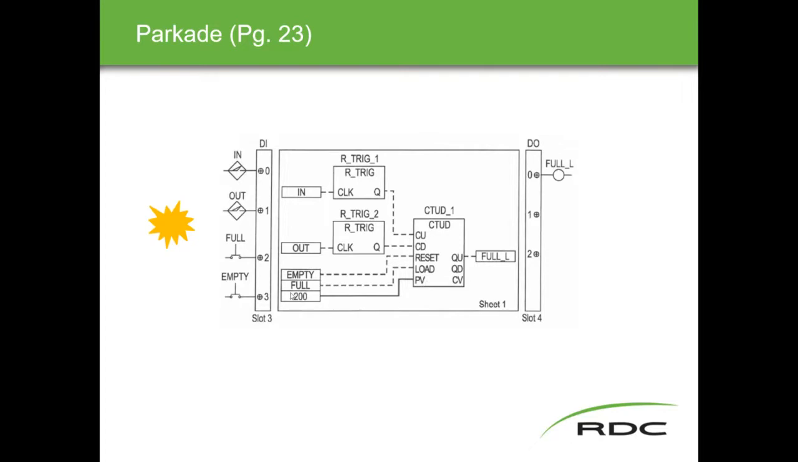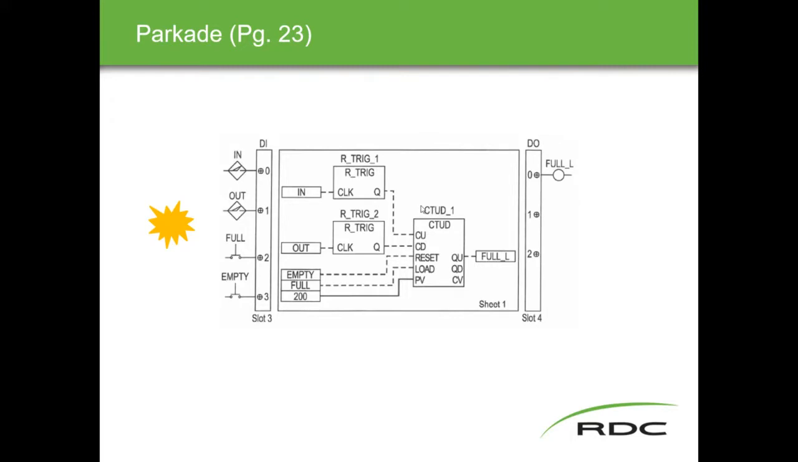Once our PV hits 200, so 200 cars come in, the switch goes up and down 200 times, it hits the preset value for this counter. We're going to want the light to come on. So count up will be fulfilled, PV will be greater than or equal to our count up value, and the full light will come on.